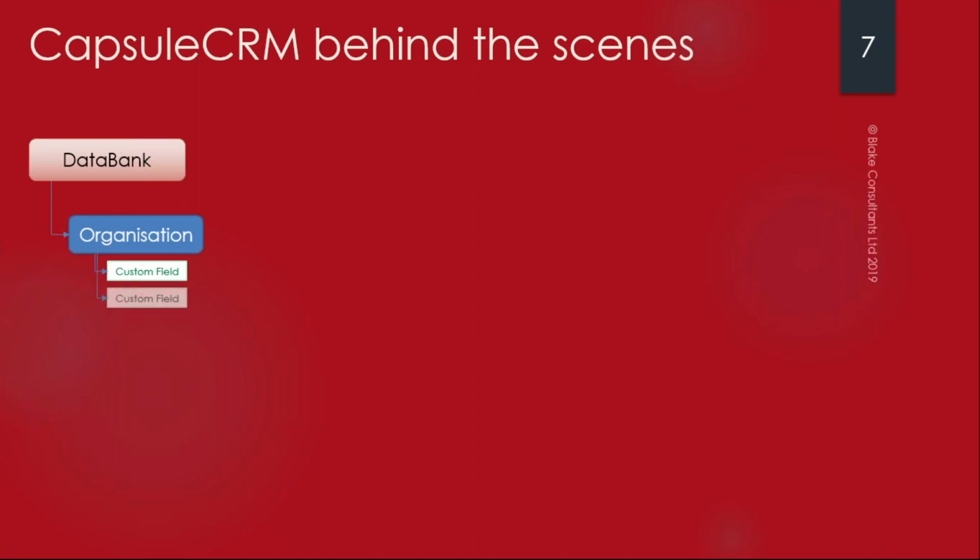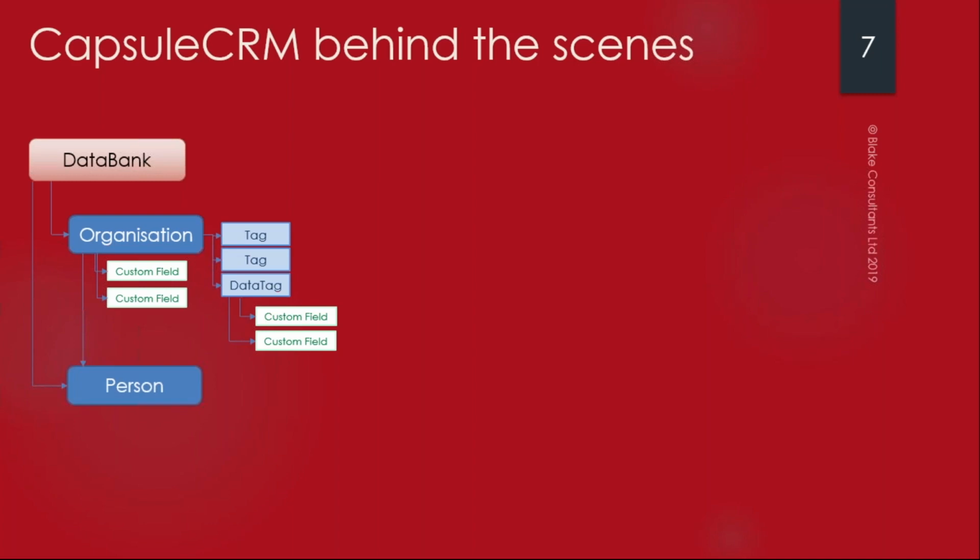So let's have a think about where cases fit in. Now, we've got the data bank part, and this is where we have the organizations, and we have custom fields that relate to those organizations, and we have tags and data tags that relate to those organizations and custom fields that hang off of data tags. And we have people that hang off of organizations, or they don't have to. So they also have custom fields, and they have tags that can relate to them. They can be different or the same as organization. And we have data tags that custom fields hang off.